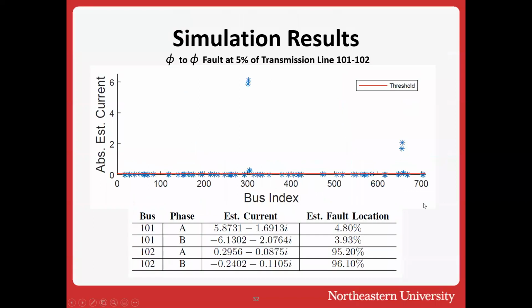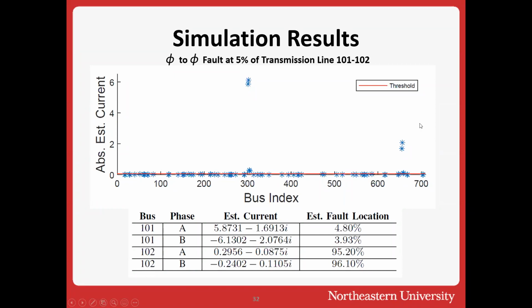Another example here is a line-to-line fault, not grounded, very close to one of the terminals, 5% distance away from one of the terminals. Again, you can see that it's determined, and it's also determining that it's a line-to-line fault, because you see there are no injections at phase C. It's roughly 4.8, 3.9 within 1 to 2% error, and here 95 is supposed to be 95, and we get 95, 96% from the other end.